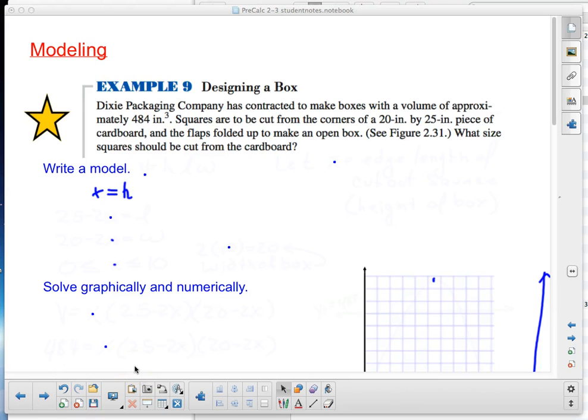Welcome to 3 day 3. This is modeling, and we're looking at example 9, designing a box.